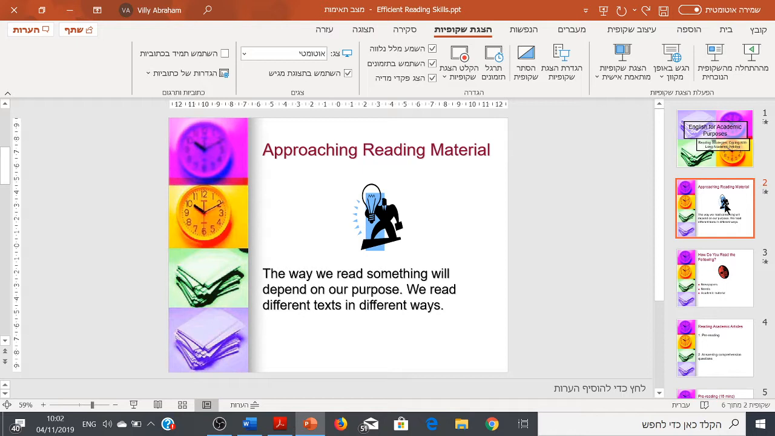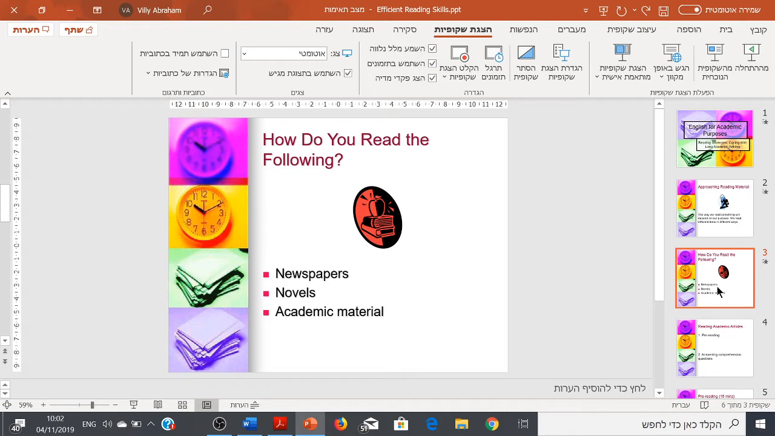So basically, the way we read something really depends on the purpose for reading. So we read different texts in different ways. The way you would read a newspaper would be different than how you would read a novel or a book and how you would read an academic article.